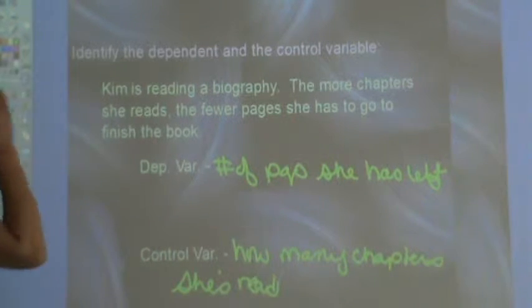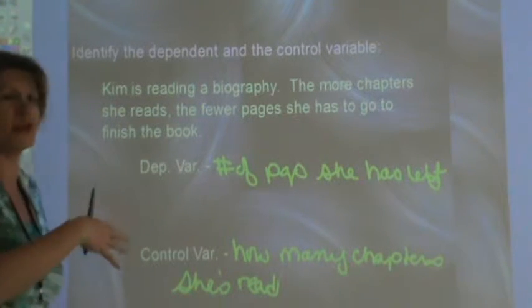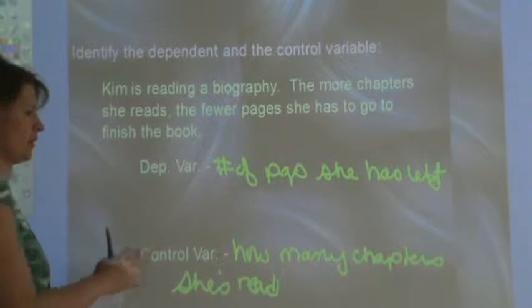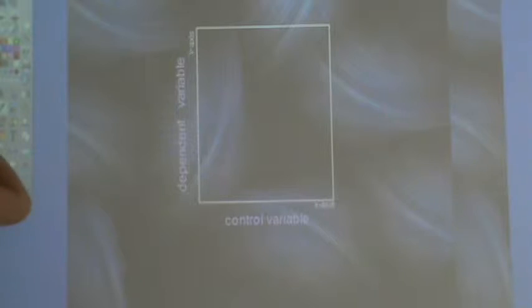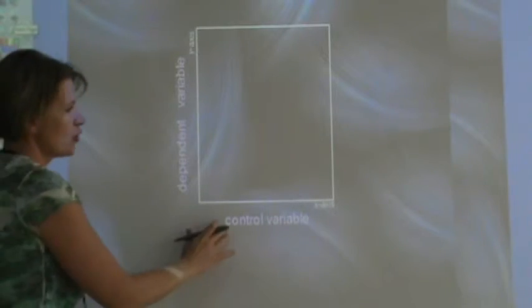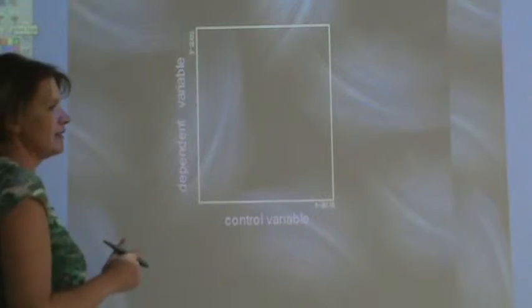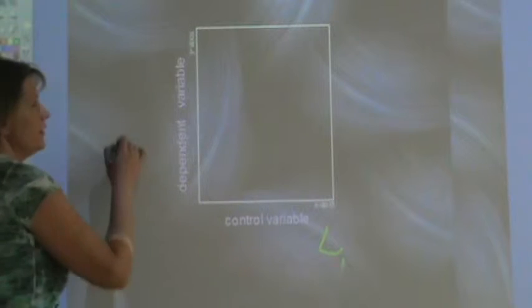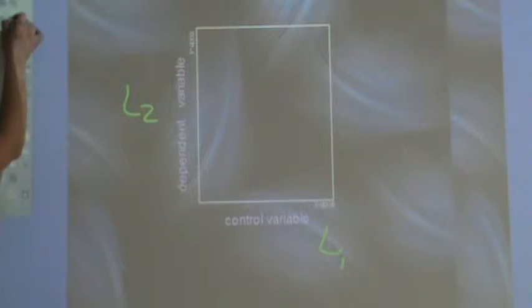Okay, so again, you're just trying to figure out, first of all, what the two variables are, and then figure out which one depends on the other thing. If it depends on something else, it's the dependent variable. If it's controlling the situation, then it's your control variable. Okay, on our graph, the control variable is going to be on your x-axis, the dependent variable is going to be on your y-axis. Yesterday when we did the scatter plots, okay, this was our L1, this was our L2. Okay, if that helps you visualize it at all.